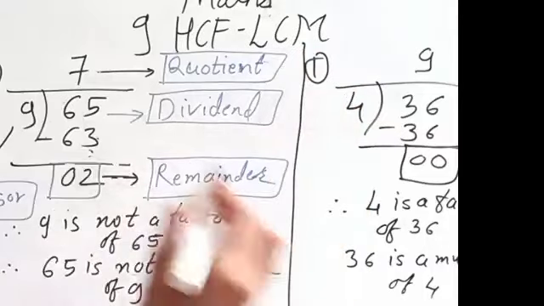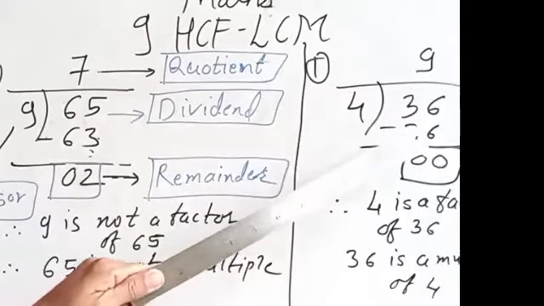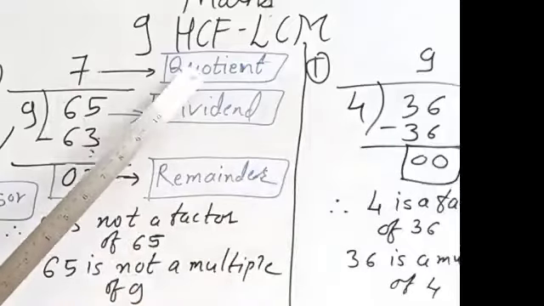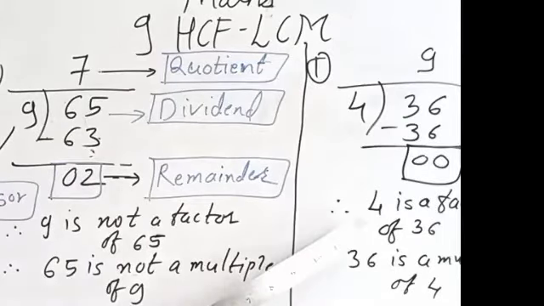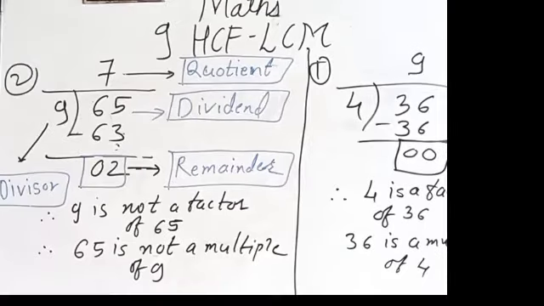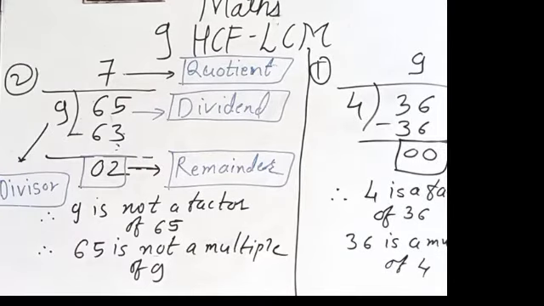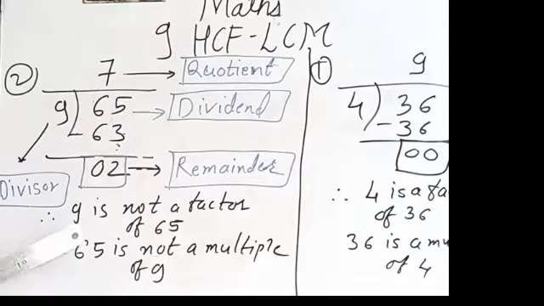So in this way, you have to write both these divisions in your notebook. For this division also, each term you have to write: quotient, dividend, remainder and divisor. You have to mention the names as I mentioned earlier. And below that, write: 4 is a factor of 36 or 36 is a multiple of 4. Then for the second division, 65 divided by 9, solve it, mention these terms and write 9 is not a factor of 65 and 65 is not a multiple of 9.